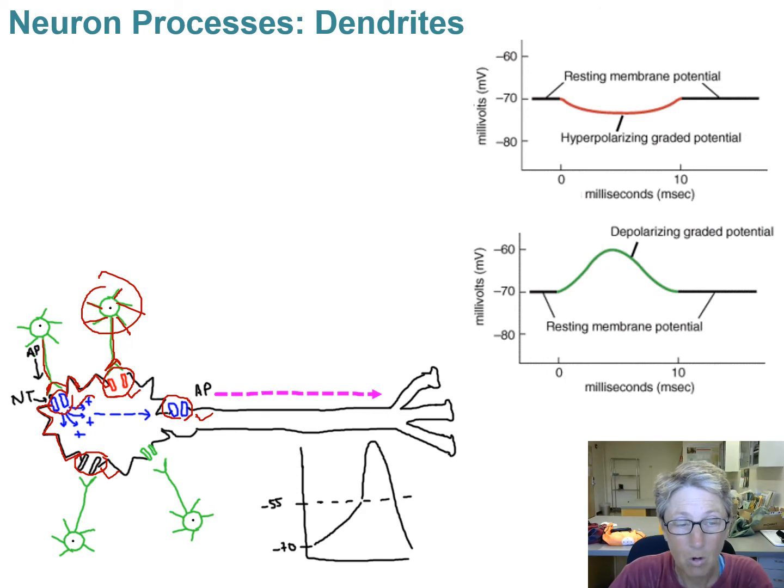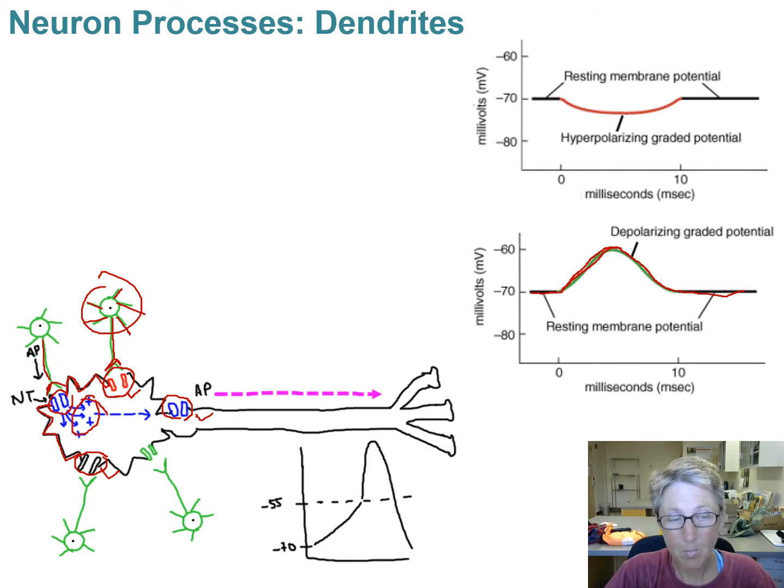So if positive charges come in and you measure the membrane potential in this area, because positive charges are coming in, the resting membrane potential over here will change to a depolarized graded potential. So positive charges come in, you get a slight depolarization and then a repolarization back to resting membrane potential. But the point is, here in the neuron's cell body and dendrites, that's where you do graded potentials.